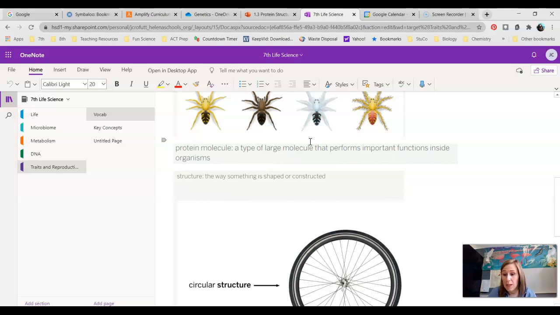So it might be to give you pigmentation in your eyes and act as a muscle that contracts in your eyes. It could be all your muscles in your body. It could be your digestive enzymes. We have proteins just about everywhere.